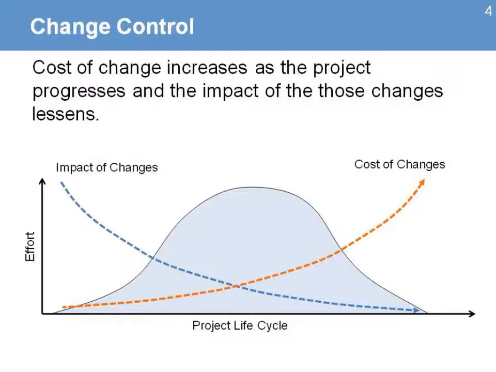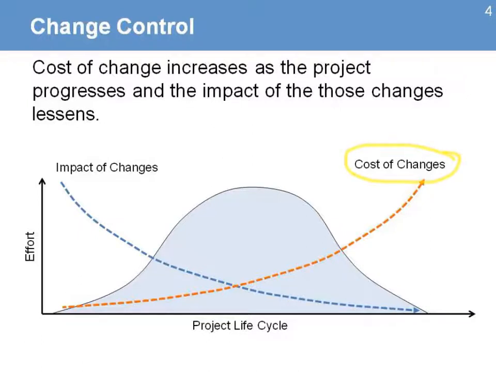The cost of changes increases as the project makes progress, and the impact of those changes will lessen. Here's the chart that explains how the impact of changes is high at the beginning of the project but goes down. The idea behind that is that you can make a lot of good changes at the beginning that will be then implemented by the project later so that you can be able to see those benefits. But later in the project, right here, any changes will have little impact, because there's been already a lot of work done.